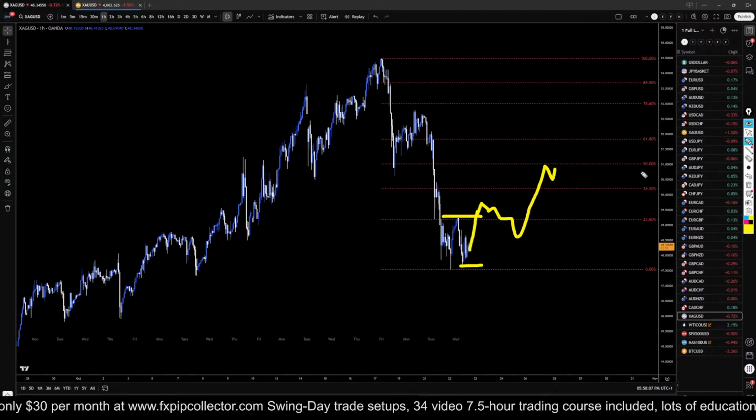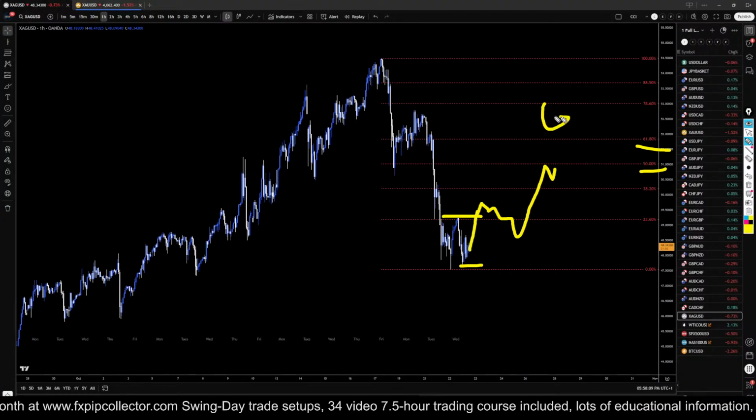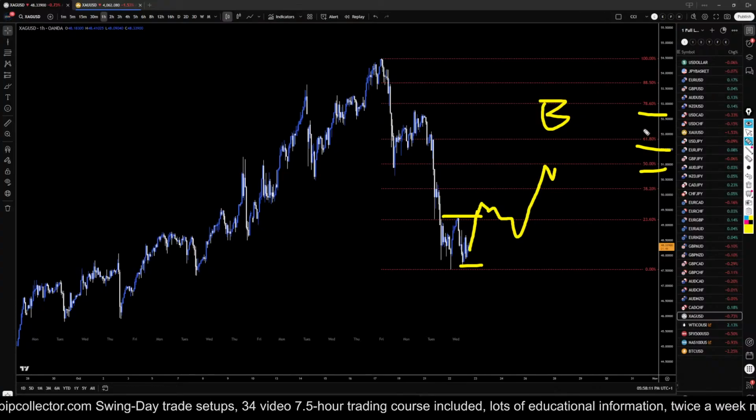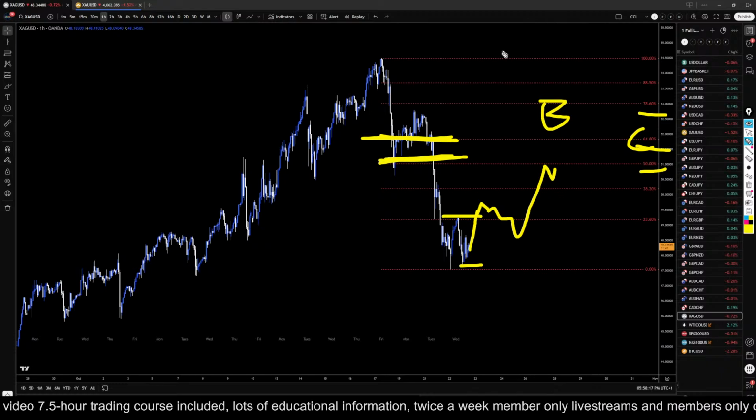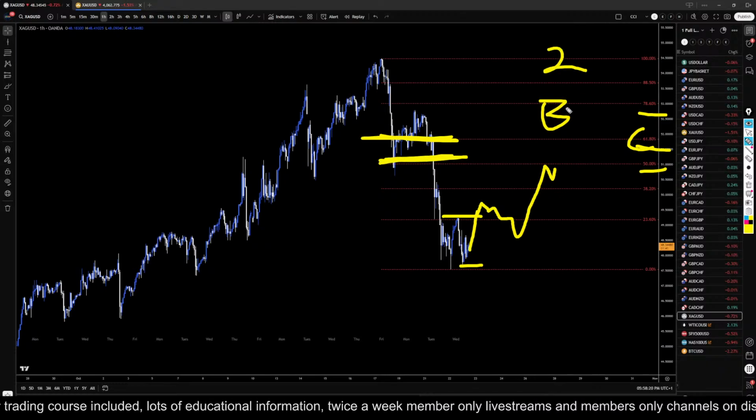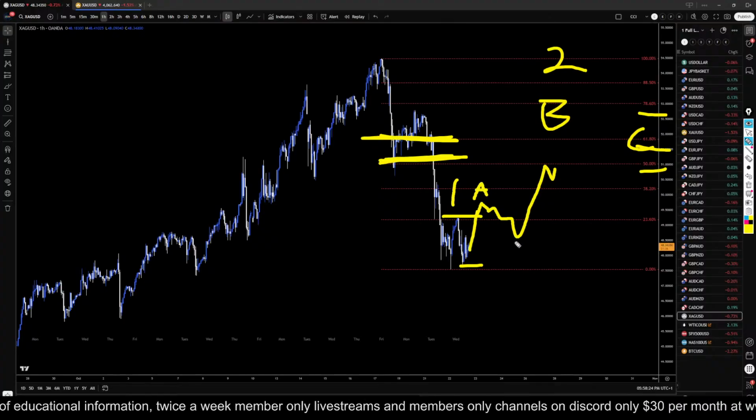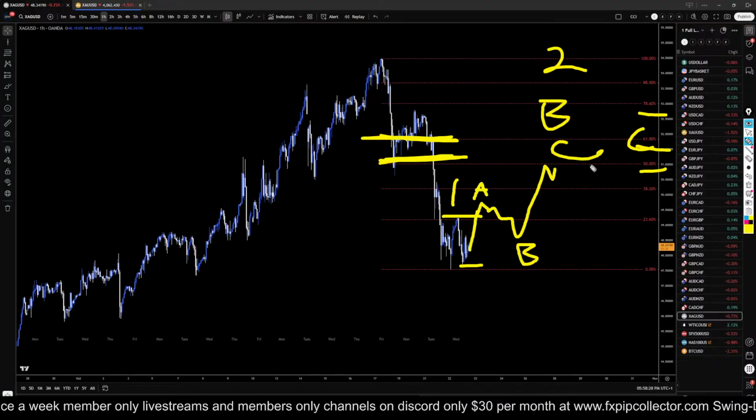If that's the case, I would expect at least a 50 or 61%, maybe even 78. Probably more likely 61. Honestly, there's a lot of support, resistance right there. But 50% could be possible too for wave B or wave two. So first push up would probably give you the break of structure, wave A, and then you'd get a pullback, pass below structure, wave B, and then probably up for a wave C to either the 50 to 61% Fibonacci retracement.